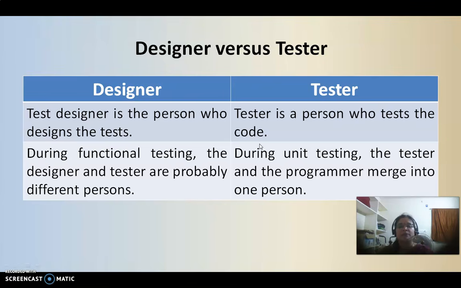Now coming to the tester. The tester is an outside person who is simply testing the code. He does not know the design details of the system. He simply has a set of inputs with him, and he only knows how the output will be predicted from those inputs. Next, coming to unit testing, the tester and the programmer merge into one person. Whenever unit testing is done, the programmer or tester should know the entire design details. Then the programmer himself will act as a tester and can test the entire software. So these are the differences between designer versus tester.